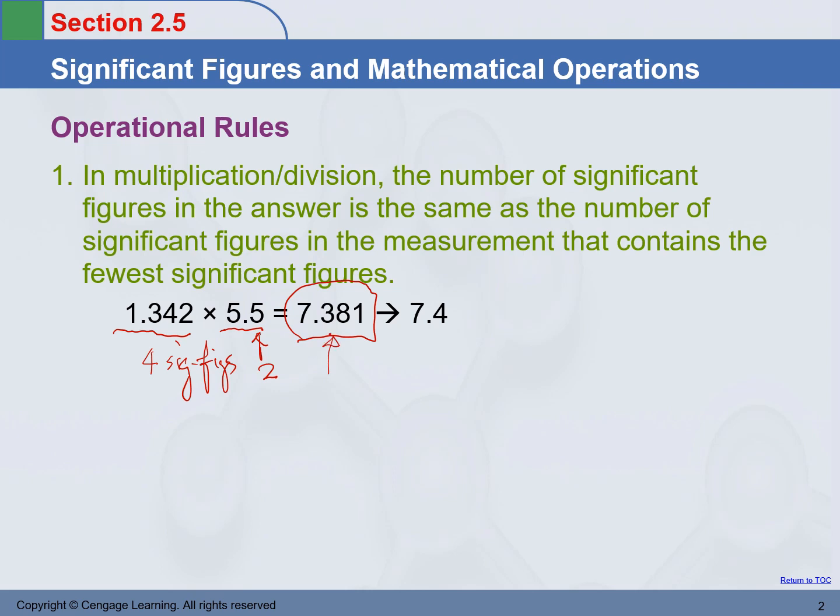Luckily, we learned how to do that on the last slide. So, 7.381 to 2 sig figs. 8 is 5 or above. You raise the number 3 to 4, so 7.4.